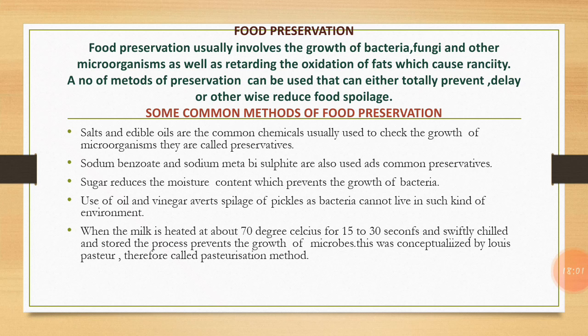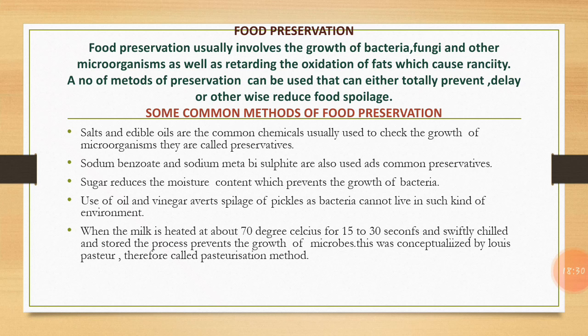Sugar reduces moisture. How does sugar act as a preservative agent? Because sugar reduces the moisture content, which prevents the growth of bacteria. Therefore jams and jellies are preserved by using sugar. Next is the use of oil and vinegar, which averts the spoilage of food. It prevents the spoilage of pickles by bacteria, because we know that bacteria cannot survive in such an environment.